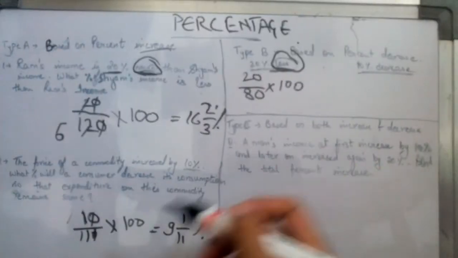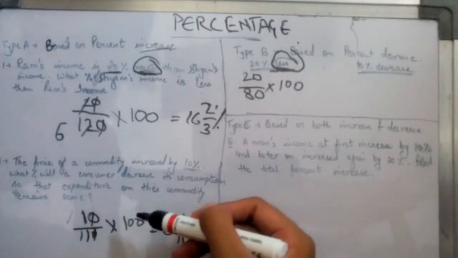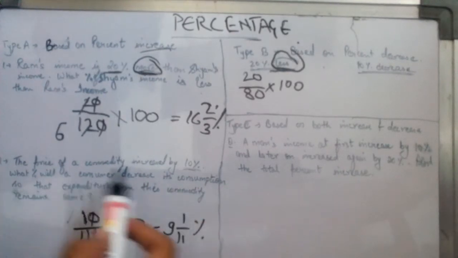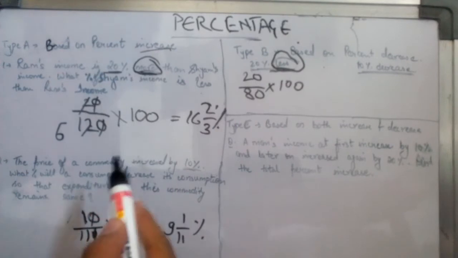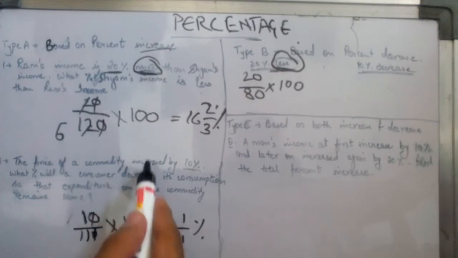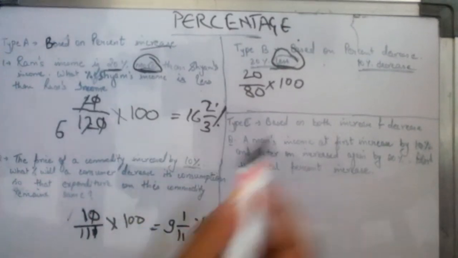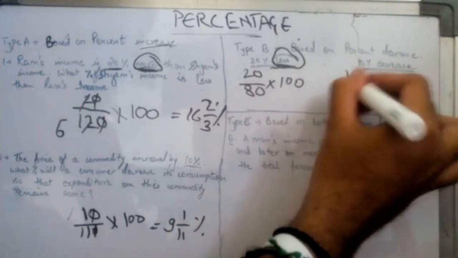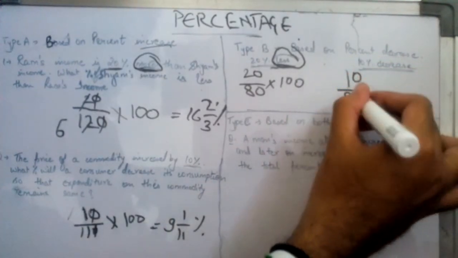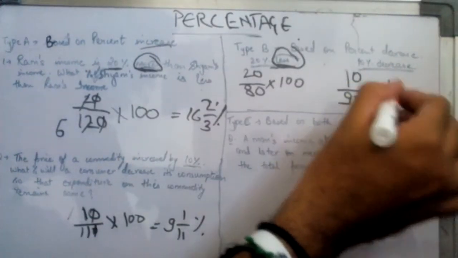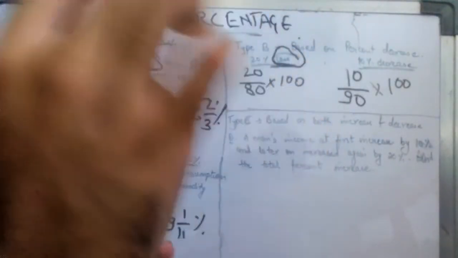In the same way, if I look at the second type of question, it is talking about the price of a commodity increased by 10%. Now in percentage decrease, the question will come in a way that the price of a commodity is decreased by 10%. So again we will do 10 upon 90, as it is 10%, so 100 minus 10 equals 90. 10 upon 90 into 100. So these are the two types which have been completed.